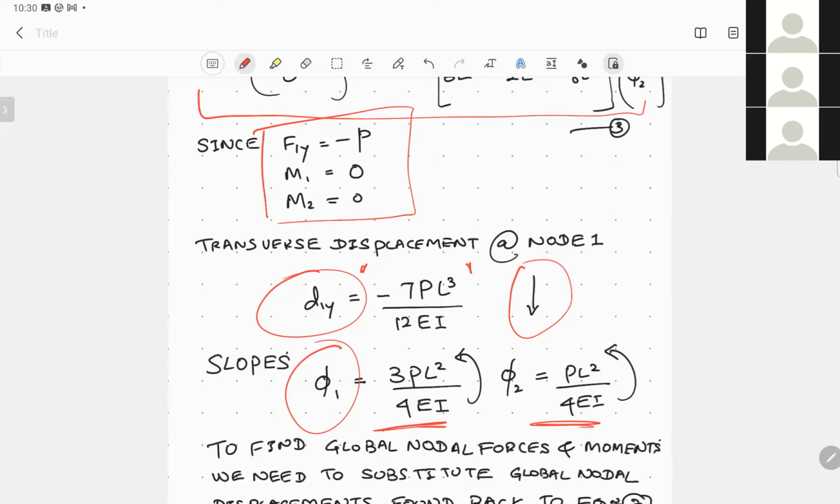You may see now you have been able to get a relationship for rotations using these physical parameters as well as the applied load of the propped cantilever.